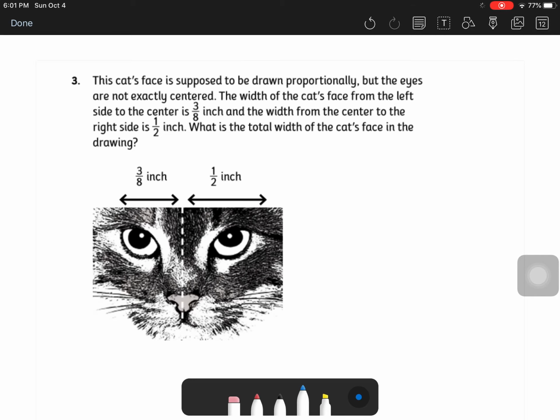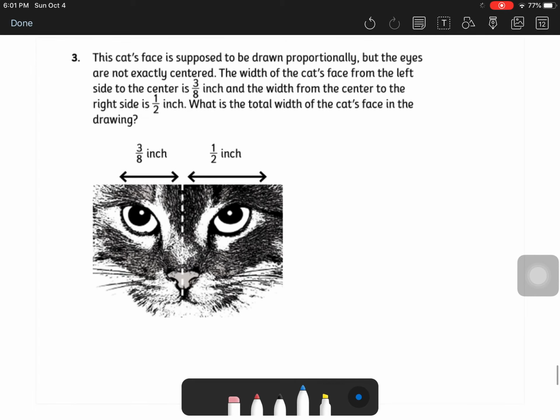All right, next picture, it says this cat's face is supposed to be drawn proportionally, but the eyes are not exactly centered. The width of the cat's face from the left to the center is 3/8, and from the center to the right side is 1/2. What's the total width of the cat's face in the drawing? So we have to add together 3/8 plus 1/2. So we're getting a total length all the way across.